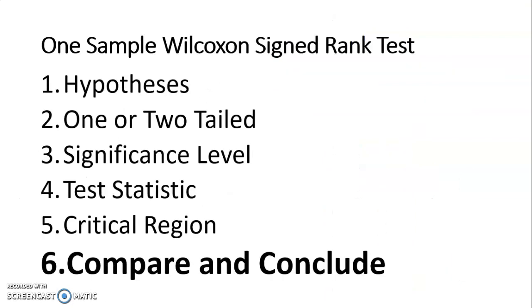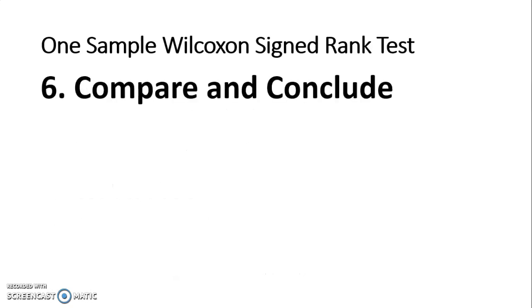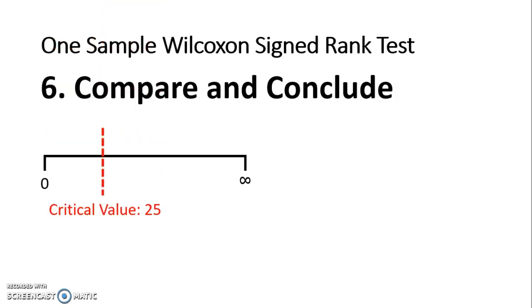So finally I am going to compare and conclude. So for comparisons and conclusions I'm going to draw myself a diagram. This is distribution free, so I'm not drawing a normal curve, I'm just drawing myself a scale from 0 to infinity. And I'm going to identify that critical value 25 that we've just looked up in the tables on that scale. Anything 25 or below is considered to be my critical region, so I'm going to shade that in red, and that will be where I reject.